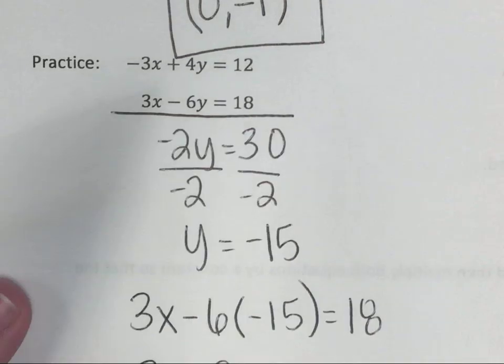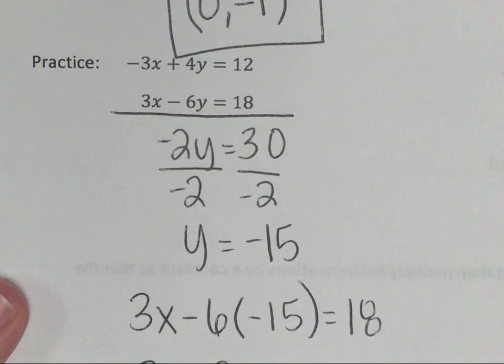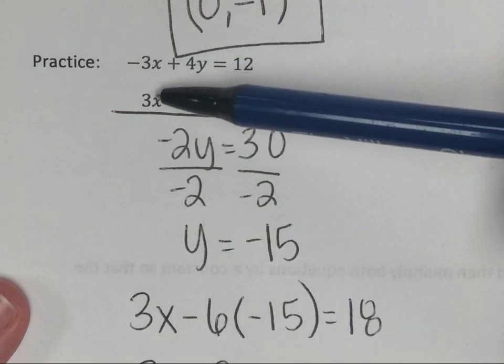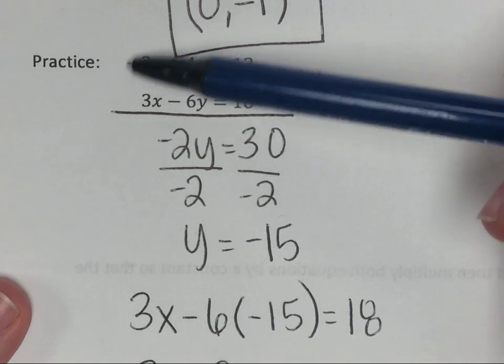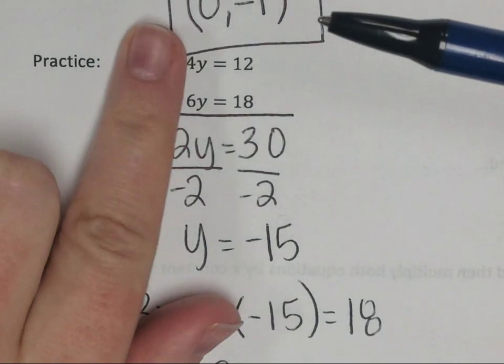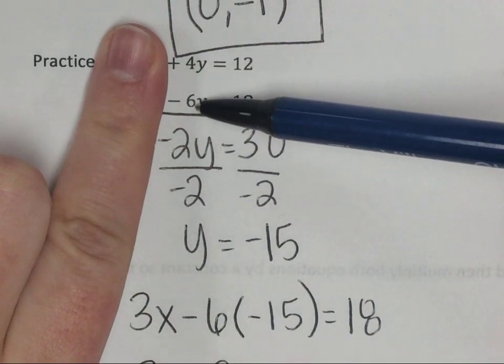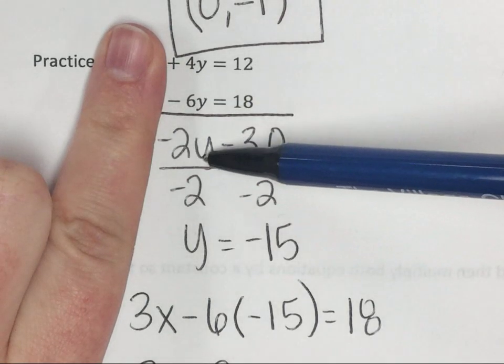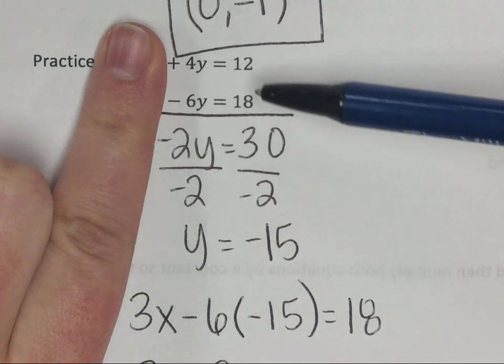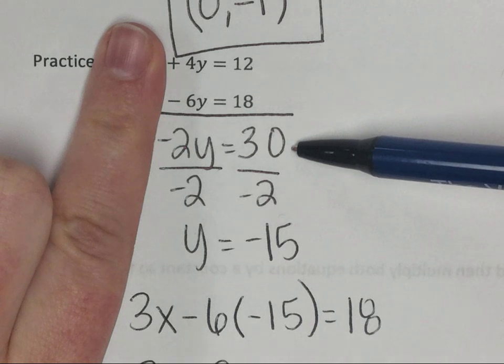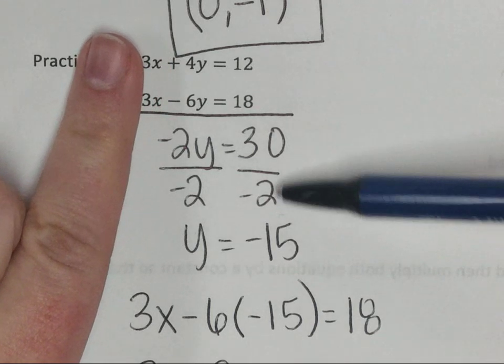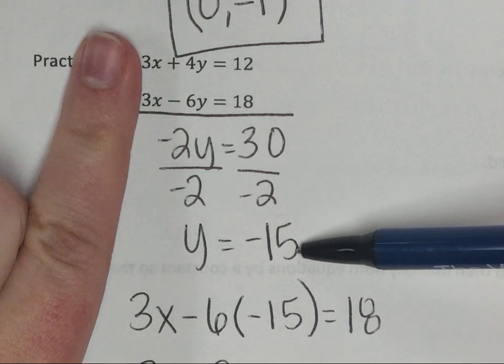Alright guys, so when we used elimination to solve for this problem, we had negative 3x and a positive 3x. So when we added these, this got rid of our x's. 4y minus 6y gives us negative 2y, and 12 and 18 gives us 30. We divided by negative 2, so y is negative 15.